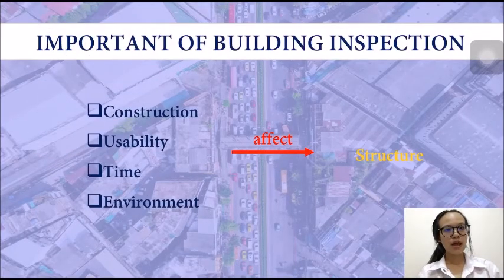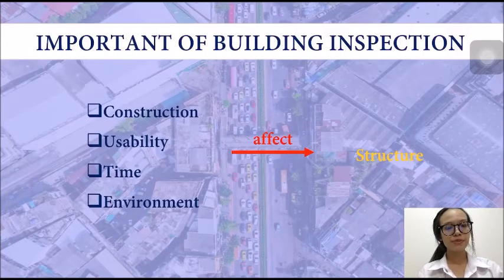Building inspections are very important because construction, usability, length of use of the building, and the environment cause an impact on the structure of the building. Therefore, the building should be inspected regularly. With this project, we use an unmanned aerial vehicle to take pictures.